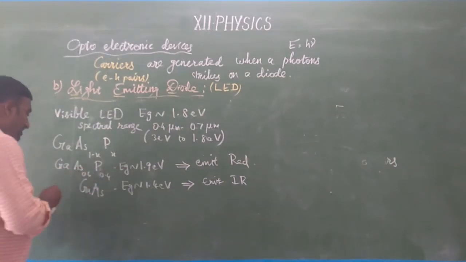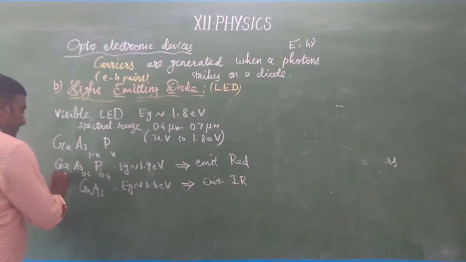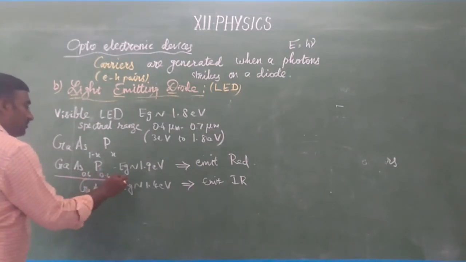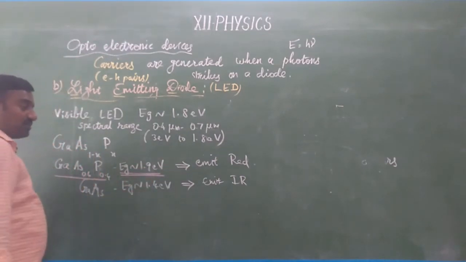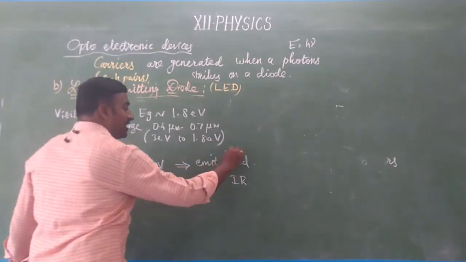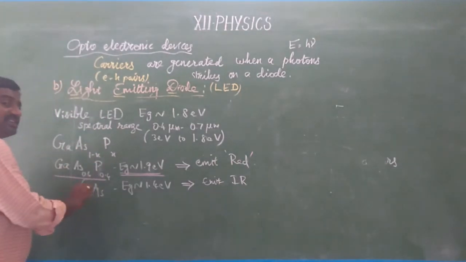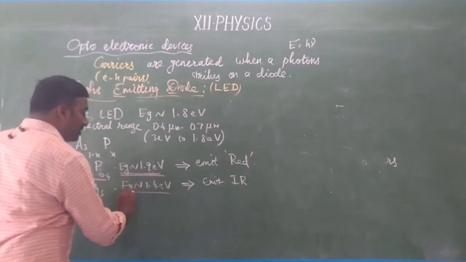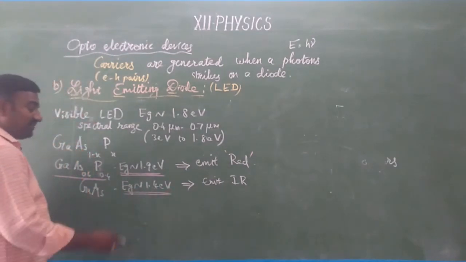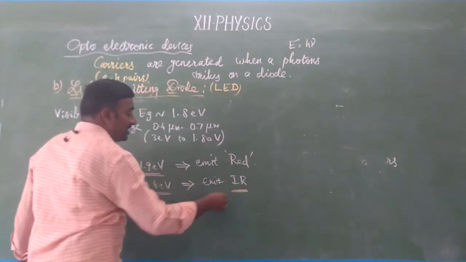So in gallium arsenide phosphide with 0.6 and 0.4 proportions, with an operating energy gap of 1.9 electron volt, the LED emits red light. If you have only gallium arsenide as the dopant and it is operated under 1.4 electron volt of energy gap, it emits infrared.